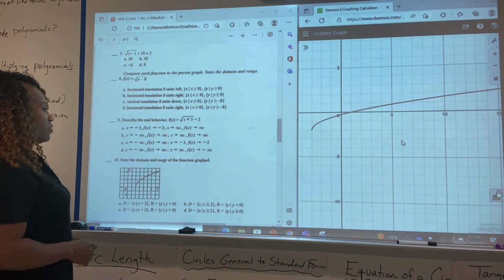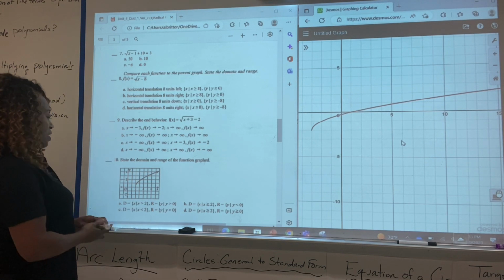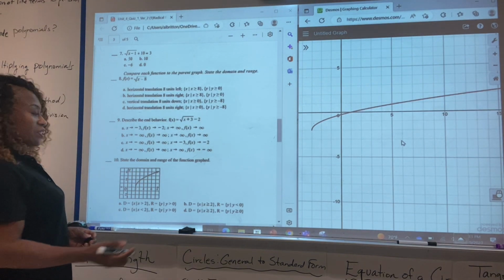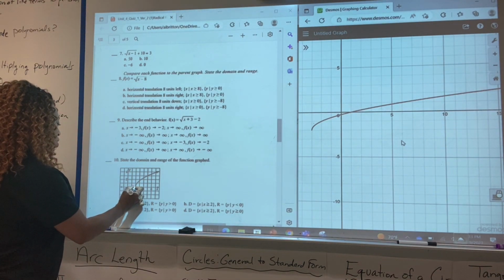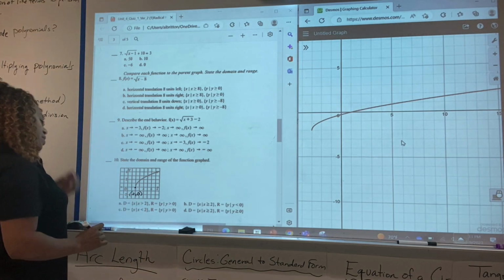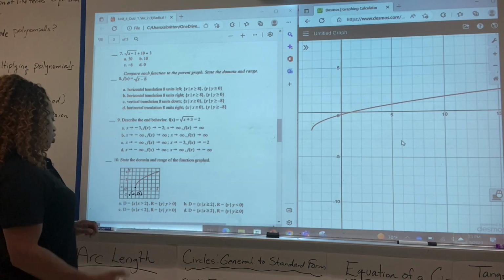State the domain and range of the function graphed. So in this case, they've already graphed the function for us. It's right here. Now I'm going to go ahead and mark this beginning point, this 2, 0 is where it starts right there. So that's going to help us out with our answer choices.